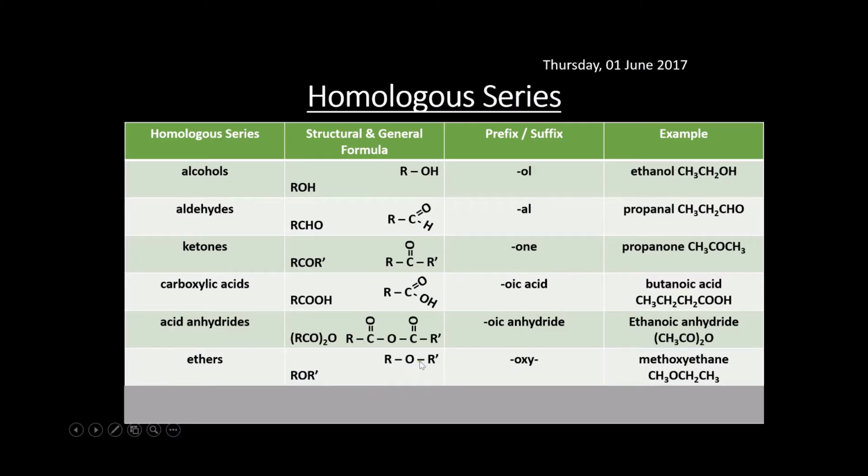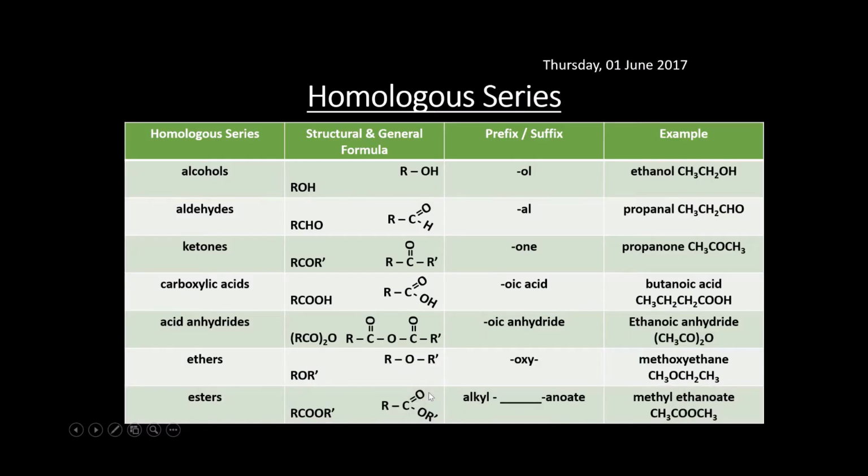Ethers are basically where we've got an oxygen in between two alkyl groups, as you can see here. These have the word oxy in the middle. So for example, methoxyethane: we've got an ethane bit on the end here and a methane, or methyl, bit here, so we call it methoxyethane in this case. Pretty straightforward. It looks a bit like an oxygen sandwich, a bit like the anhydride.